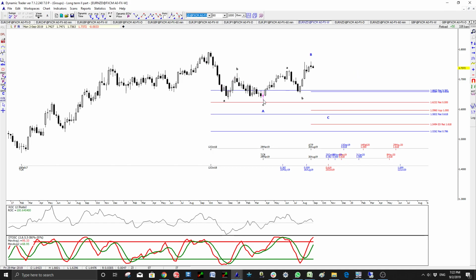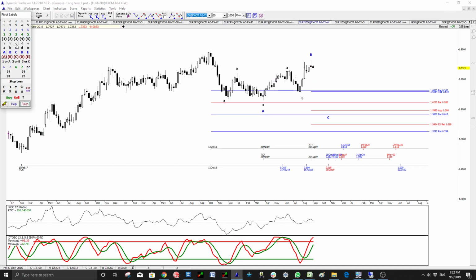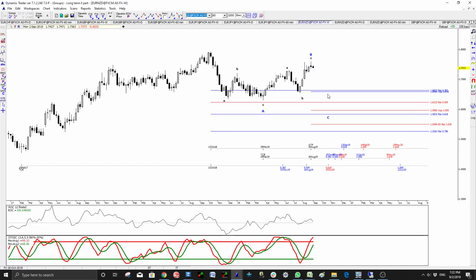So ABC of A, higher A, and ABC of higher B. Sorry, missing a C here. Right. So I'm looking for this market to drop to 159.60, 158.32, taking out that A wave low.